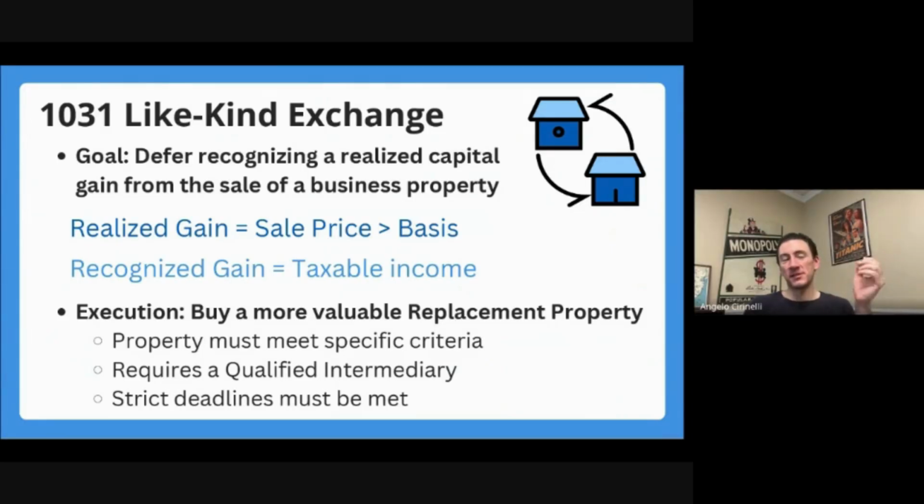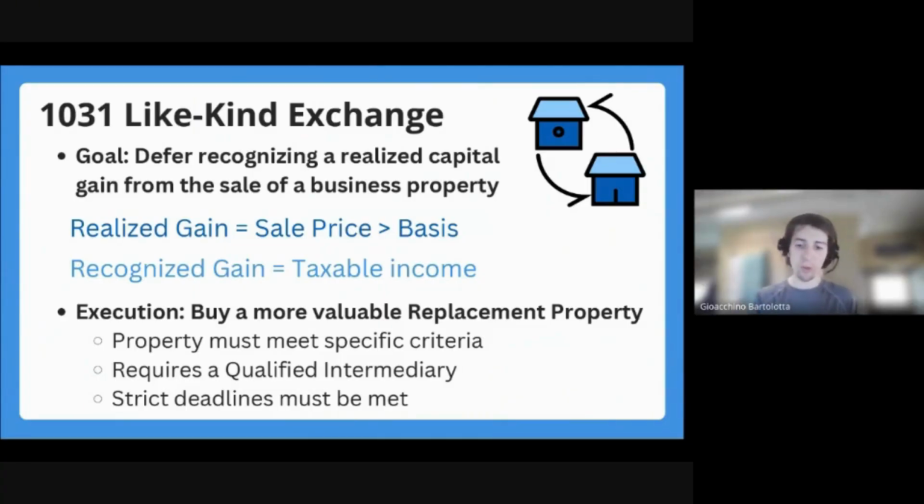Because I actually had a conversation with a client a few weeks ago where this trips up some people as far as what like kind means. So let's say you do a 1031 on a residential property, does that mean that you have to 1031 into another residential property? No, you have to 1031 into something that constitutes either building or land. So that's the primary objective.